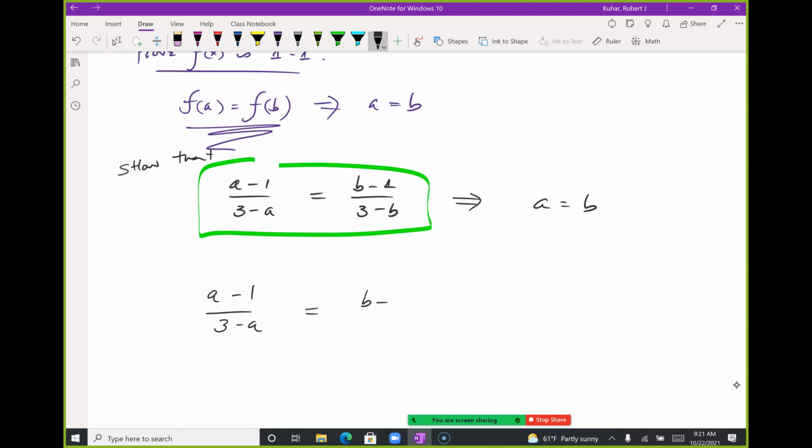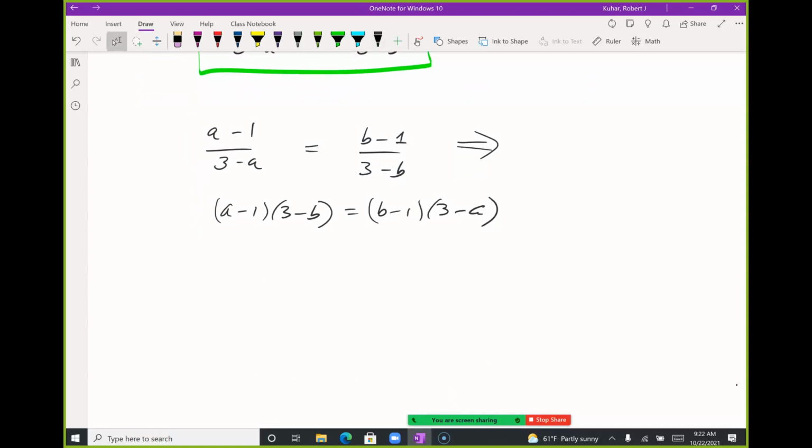So at this point, you're all racing me. You're not copying down what I'm doing. You're doing the work, right? You're not just copying me. Right now, you know how to cross multiply this. So I get a minus 1 times 3 minus b equals b minus 1 times 3 minus a. We don't like this secretiveness going on. There's associations going on that we want to break up, right? So what are we going to do?